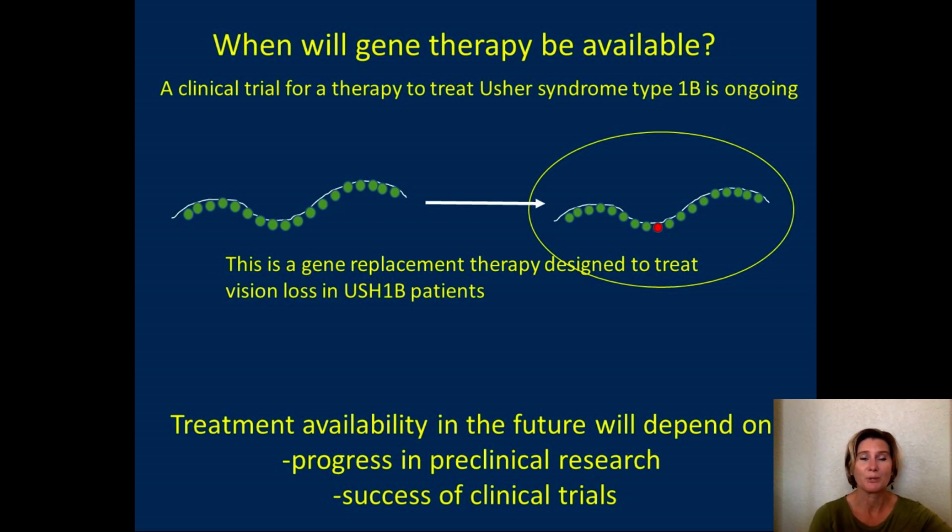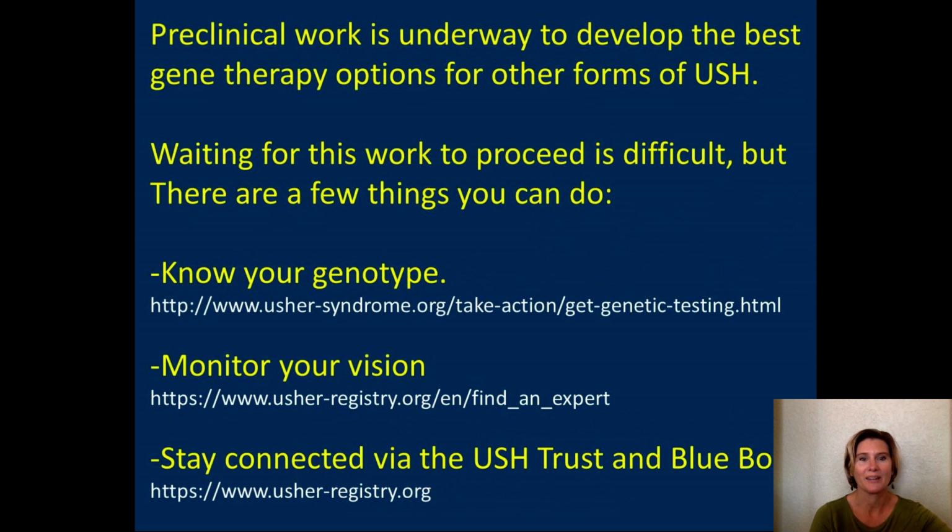I know that the waiting is really hard, even as this work is underway. So there are a few things that you can do while you wait to make sure that you're in the best possible position when a gene therapy does become available. First of all, as we discussed, know your genotype. Second of all, continue to monitor your condition, especially your vision. And finally, stay connected with the Usher family through the Ush Trust and the Blue Book so that you'll be the first to know when something comes your way that might be effective.